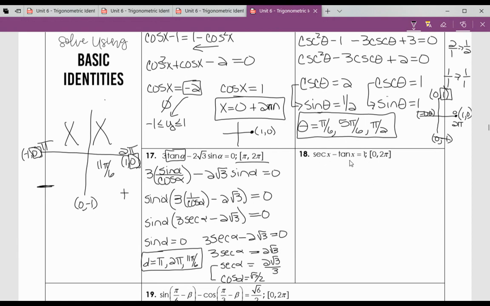Number 18, I have secant and I have tangent equals 1. So what I'm going to do here is I'm going to say secant x equals, or I should say, tangent x plus 1. One thing that people don't think about doing is you can actually square both sides.